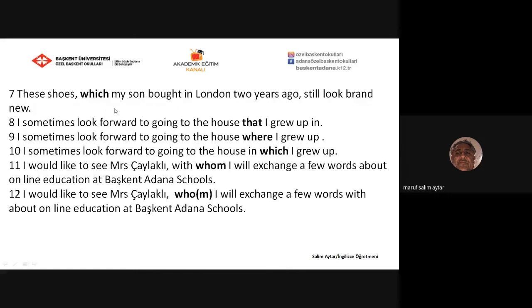These shoes, which my son bought in London 2 years ago, still look brand new. Only "which" is possible here. See the comma here. I sometimes look forward to going to the house that I grew up in, okay? Or you don't have to use this either. I sometimes look forward to going to the house where I grew up, okay? There is no preposition, mind you.